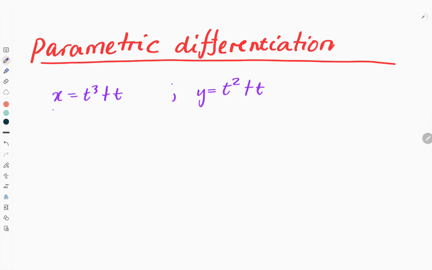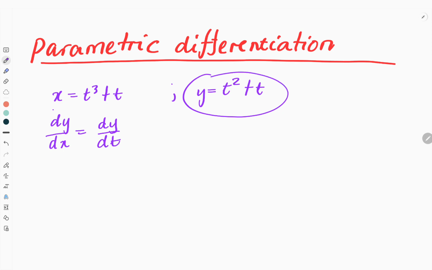Therefore, to find dy/dx, we'll say dy/dx will be equal to dy/dt. We differentiate this function to get dy/dt, then we multiply that by dt/dx. But remember, we've got x, so we actually do dx/dt. Then we inverse it to get dt/dx, then we multiply. That's how you do your dy/dx.